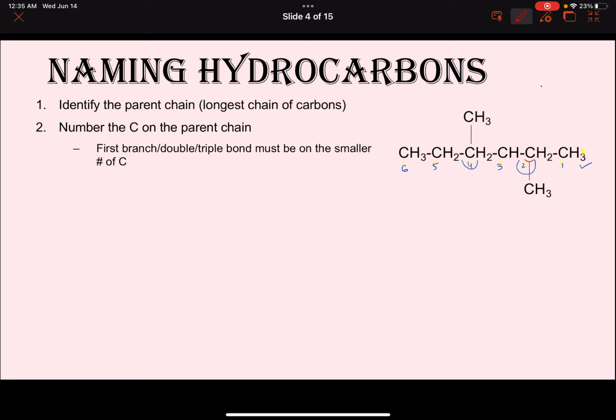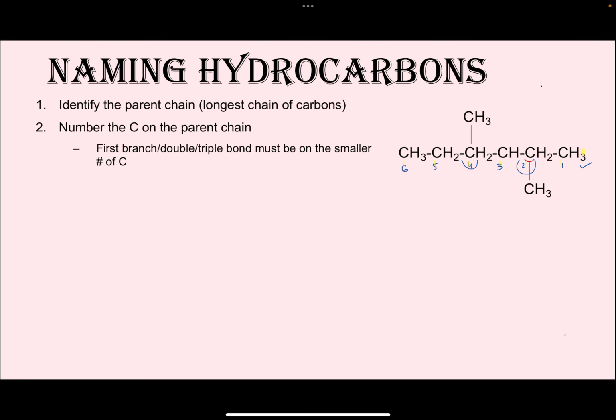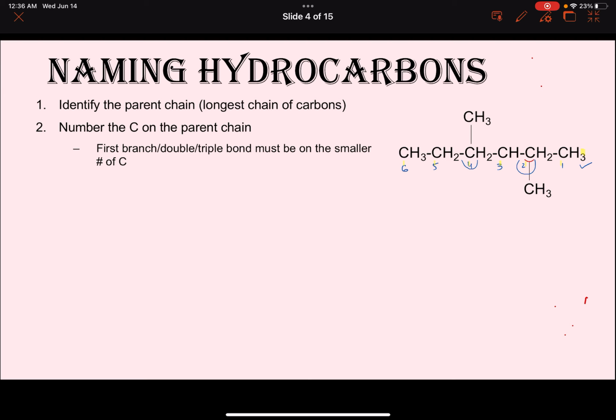Once we have numbered the carbon chain, our next step is going to be to name. Okay, let's go ahead and name the parent chain. So when we are naming the parent chain, first of all, we have to identify if it's an alkane, alkene, or alkyne. So in this case, we see all single bonds between the carbon atoms. So that means we have an alkane.